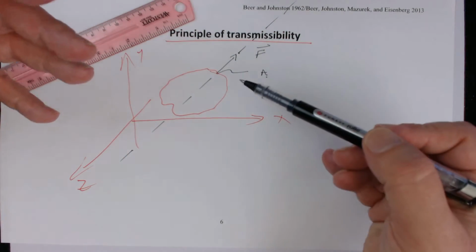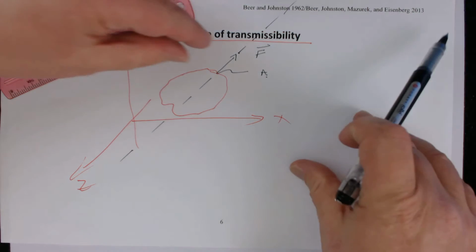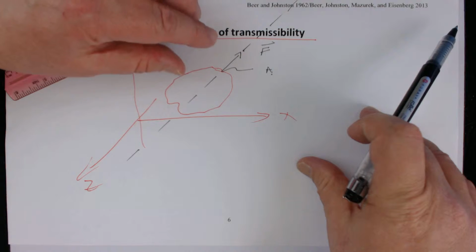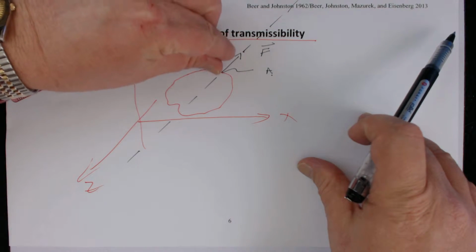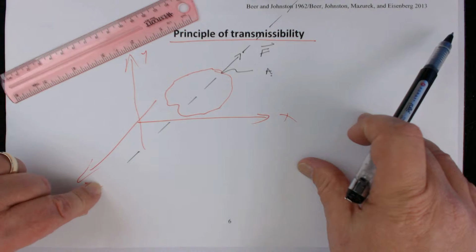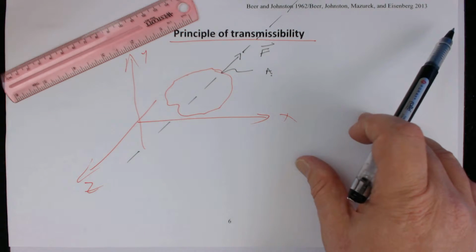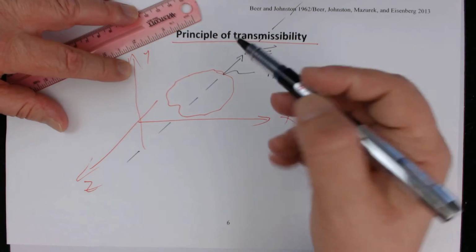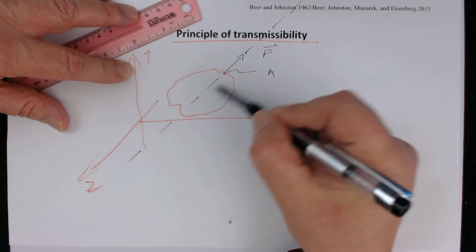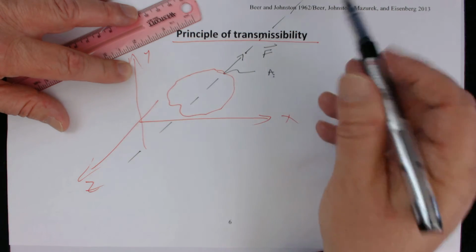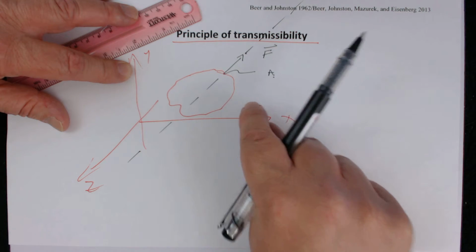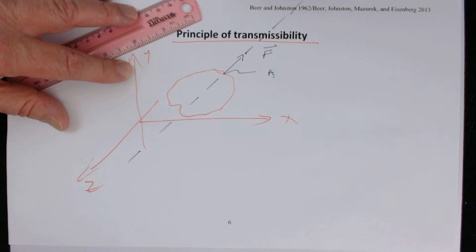And I'm telling you that for the problems that we're working, when we start to calculate reactions and all the things we're going to be learning how to do, I can take that force and I can slide it over here, or I can slide it here, or I can slide it here, and it won't make any difference at all. So the principle of transmissibility means that if I take that force, I can slide it anywhere along that line of action, and it will have exactly the same effect on this rigid body that it would if it was applied where I originally drew it.